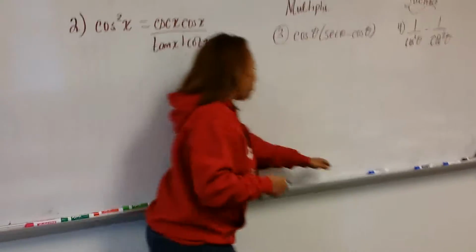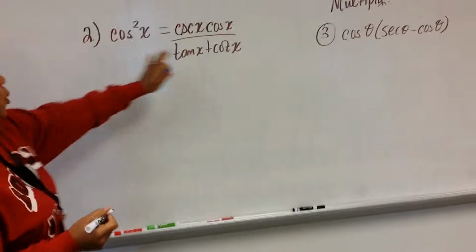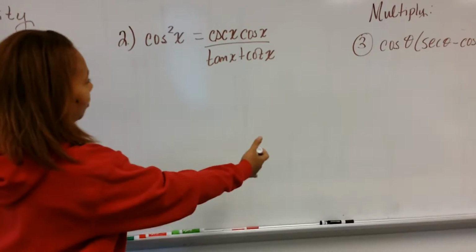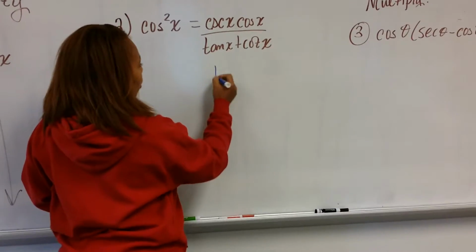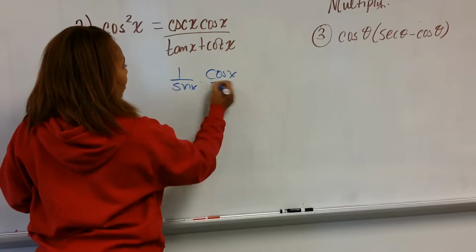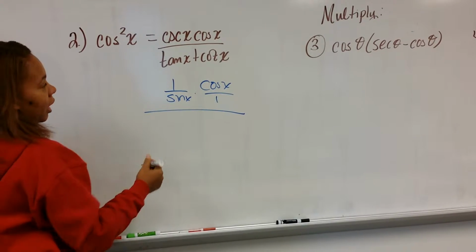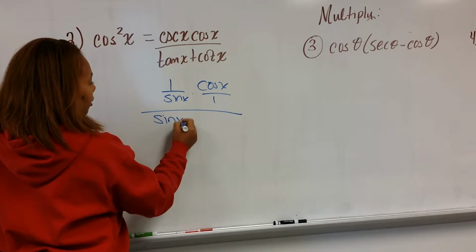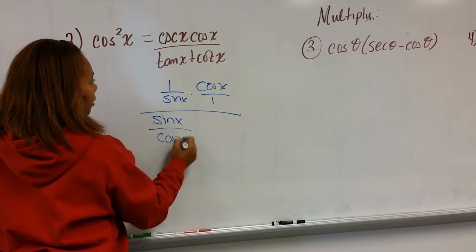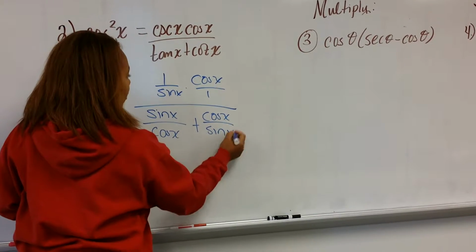Good? Okay. Next question. Again, we're going to work with the right side because it's more complicated. So we'll substitute 1 over sine x times cosine x. And then in the bottom, we're going to rewrite in terms of sine and cosine. So sine x over cosine x plus cosine x over sine x.